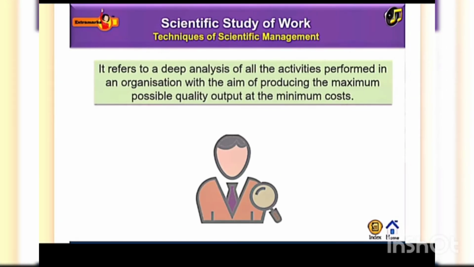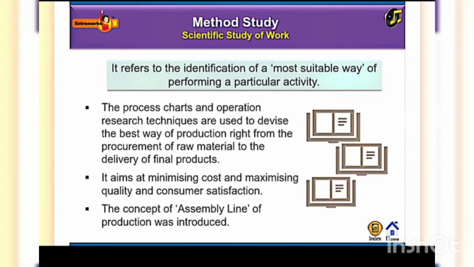Now moving on towards the scientific study of work, we have different studies. One by one we will do it. The first one is method study. The objective of method study is to find out the one best way, the best method of doing the job. It helps to minimize the cost of production and maximize the satisfaction of customers. For this purpose, many techniques like process charts and operation research are used. Right from the procurement of raw material till the final product is delivered to the customer, every activity is a part of method study.